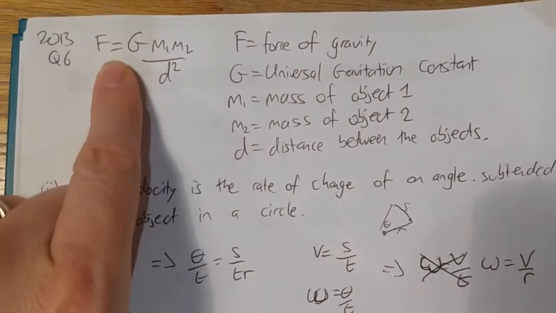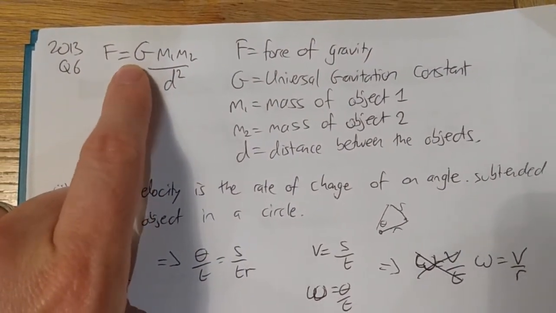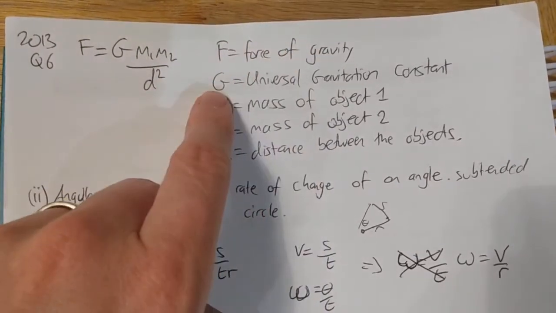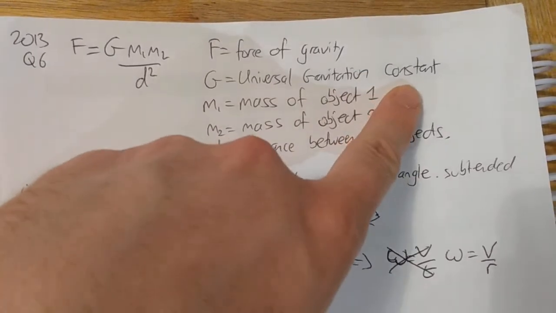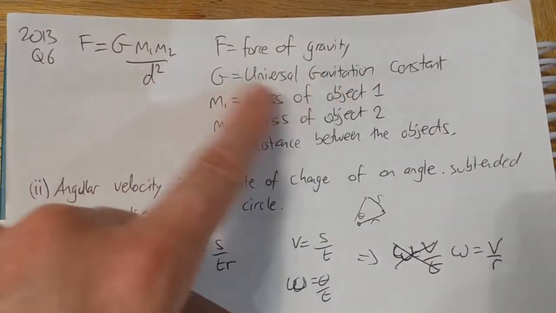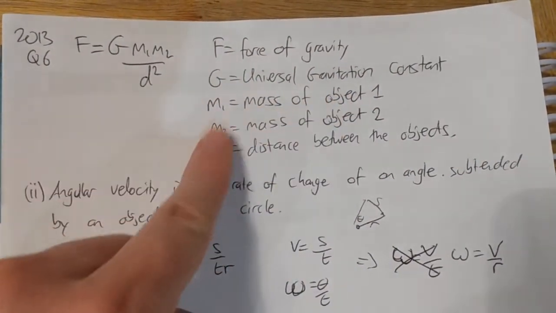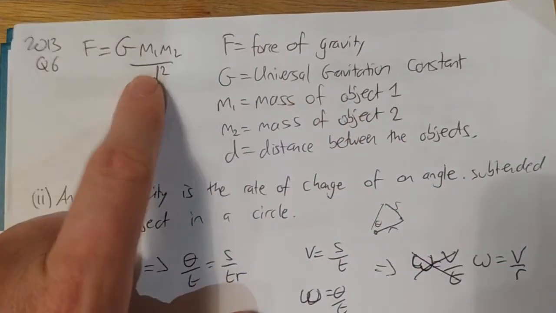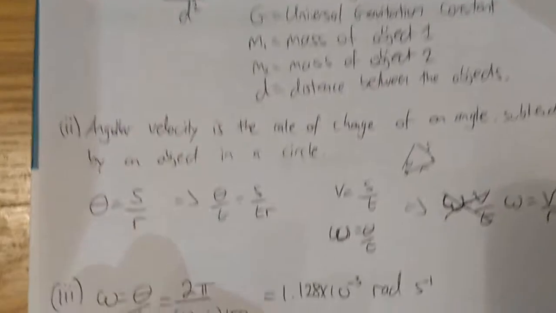Here's Newton's law of universal gravitation. F is equal to G m1 m2 over d squared, where F is the force of gravity. G is our universal gravitation constant. Might be gravitational, I'm not sure. m1 is the mass of object 1, m2 is the mass of object 2, and d is the distance between the objects. Okay, so there's our formula that we're all hopefully very familiar with.